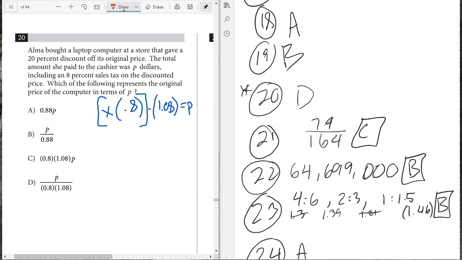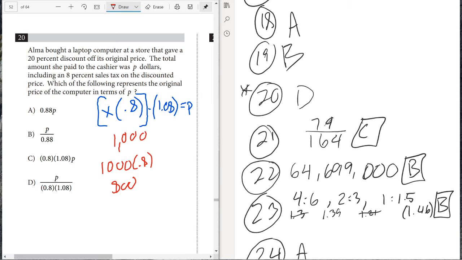So she bought a laptop computer. Let's say she bought a laptop computer that was exactly $1,000. Okay, so then the store gave a 20% discount, so a 20% discount off of the original price. The total amount she paid was P dollars. Okay, but represents the original price. So the original price is 1,000. So one of these things has to equal 1,000. Oh, by the way, how are we doing on time? 5 minutes still. Wow. A lot of time left. So $1,000, and then give you a 20% discount. So I take 20% off, which would be the same thing as multiplying it by 0.8. So 1,000 times 0.8. So that's $800.